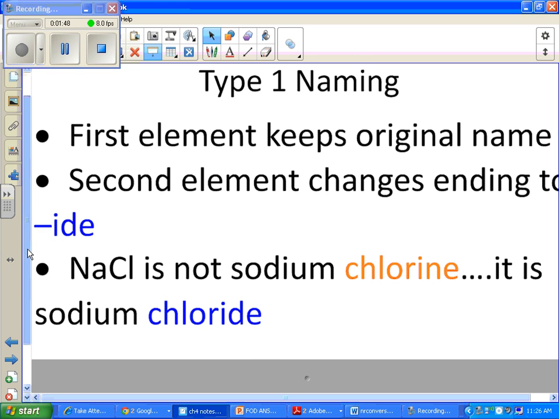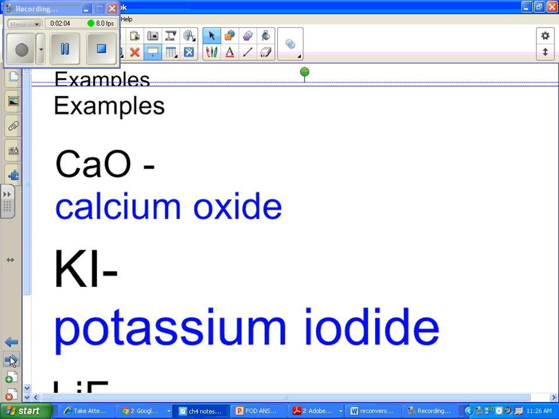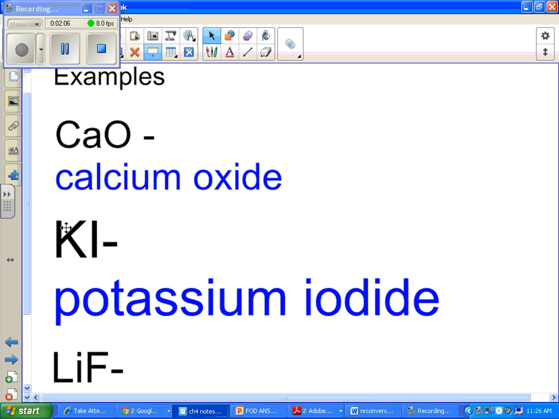Okay, so when you're naming type 1s, the first element keeps the original name. The second element changes to IDE. So you'll see that here, NaCl is not sodium chlorine, it is sodium chloride to indicate that they have bonded. And here we have some examples.